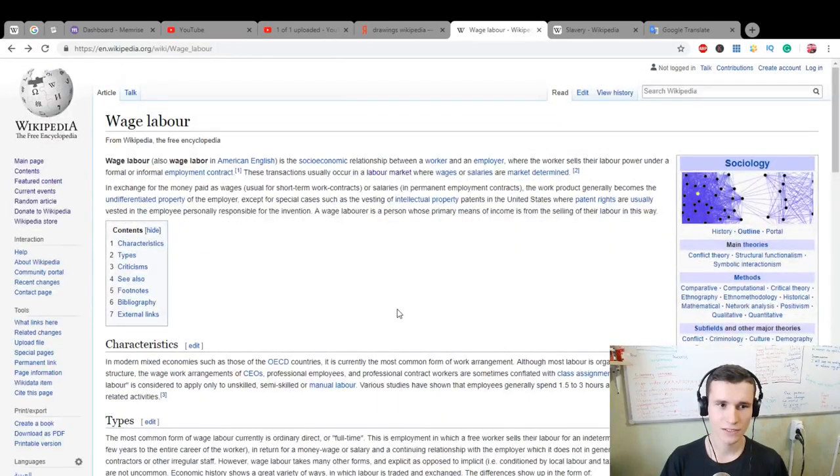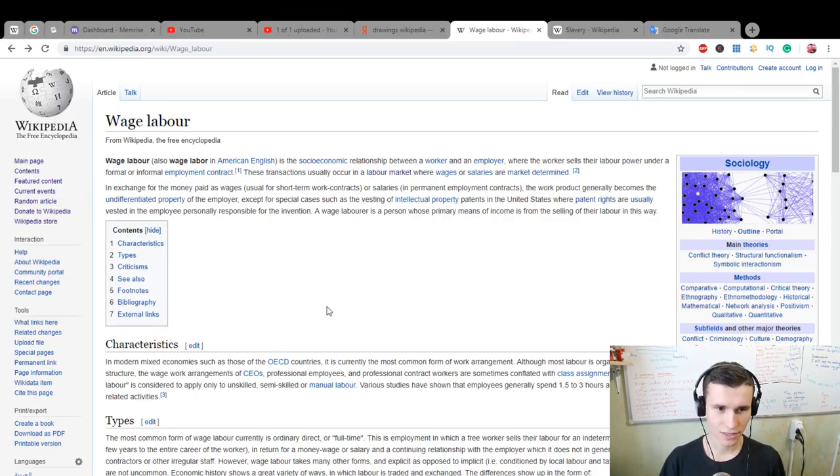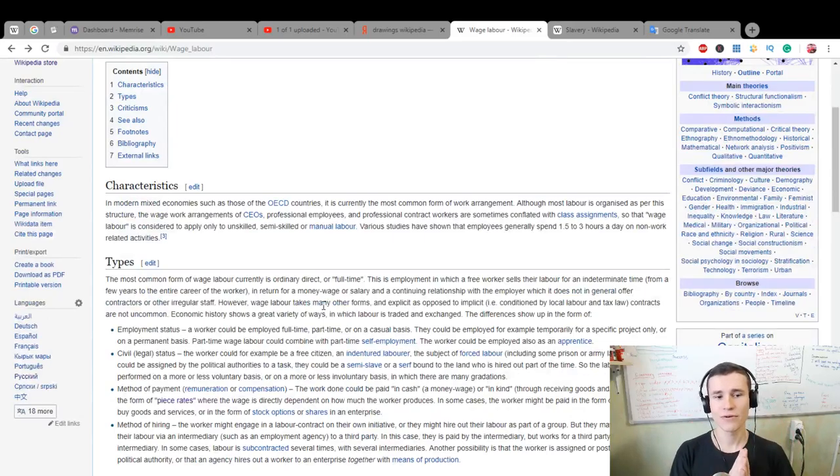Okay, what did I understand from this article? I understood that wage labor is a relationship between a worker and an employer, and it does not mean slavery. It means that we have labor. Labor is a worker who wants to work in the company. And we have also the employer. The employer is a man who gives a contract to our laborer.